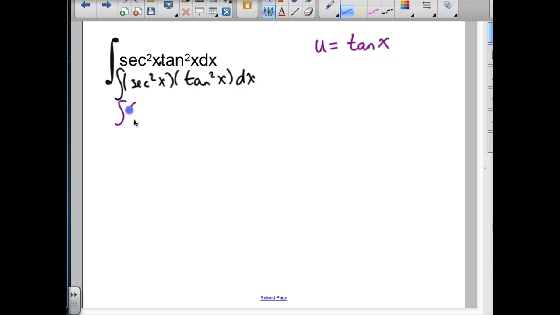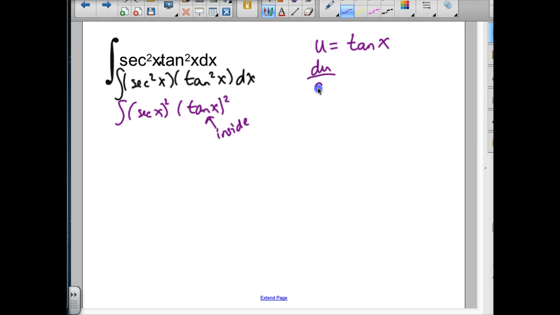Because remember what else this means. This means secant x squared times tangent x squared. So this is our inside function. That's the inside function raised to that power, and the reason we're choosing this one as the inside is because its derivative is secant squared, which we hope will cancel when we solve for dx.